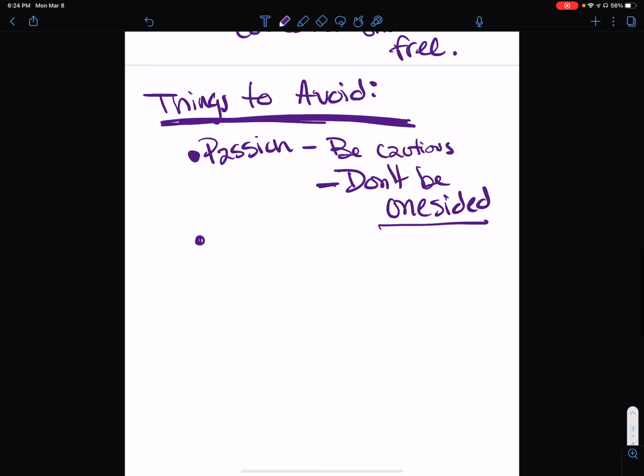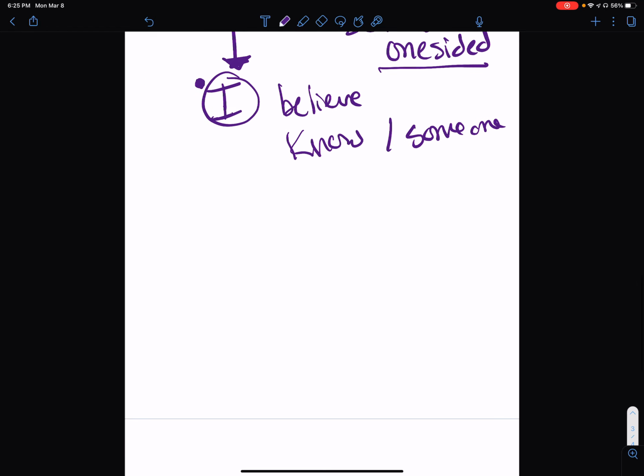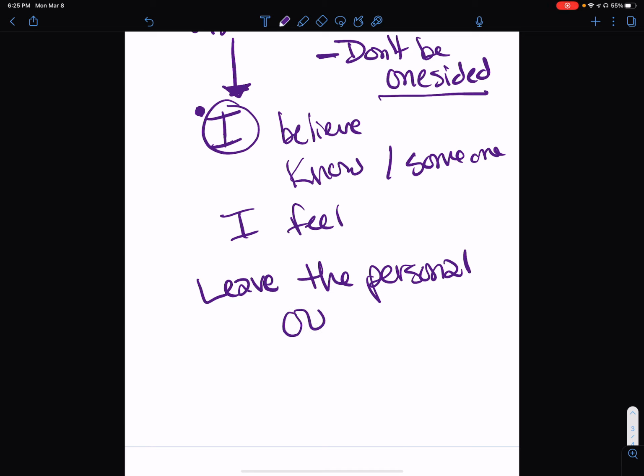Another way that passion usually comes across in argument essays is by using the word I. So stay away from all those I's. I believe, I know, or I know someone. You don't want to say anything like that. I feel, anything with I, leave the personal out. If you leave the personal out, there shouldn't be an I, a me, none of those.